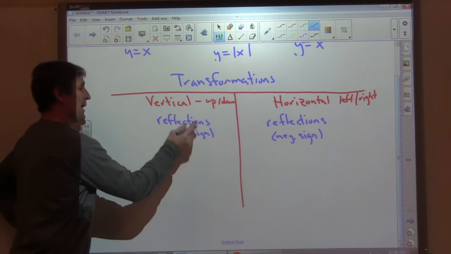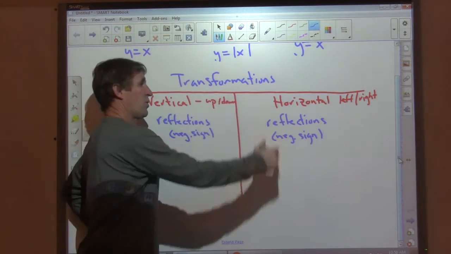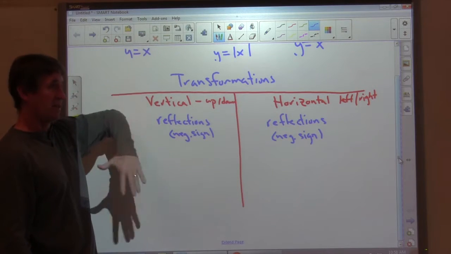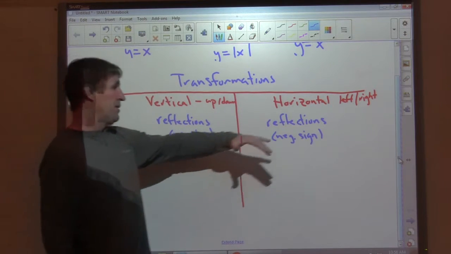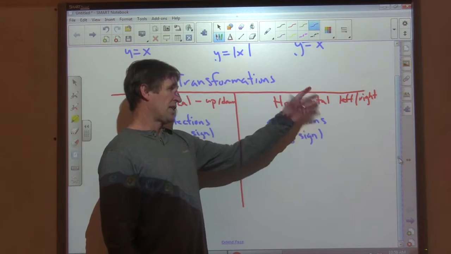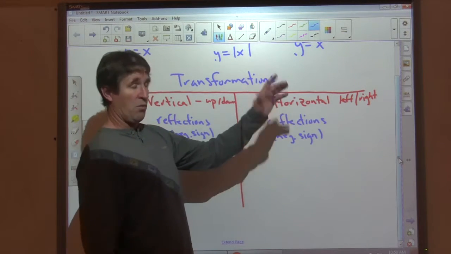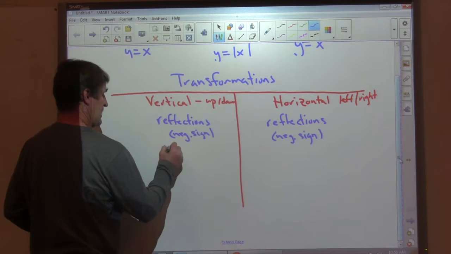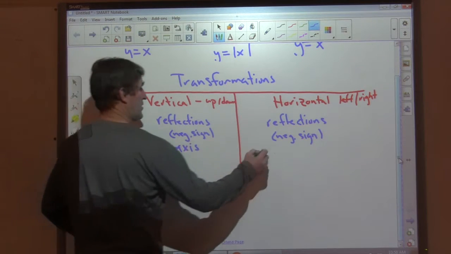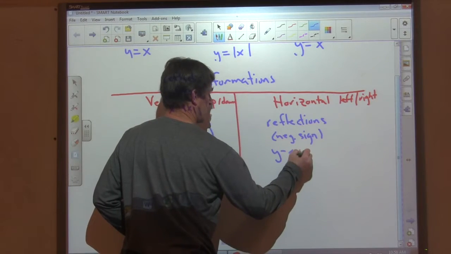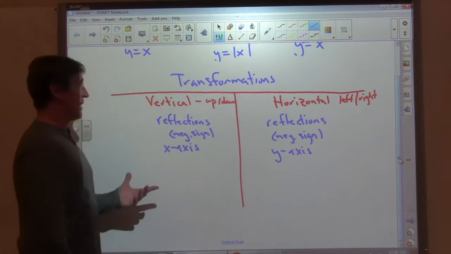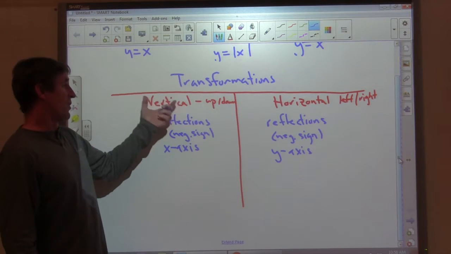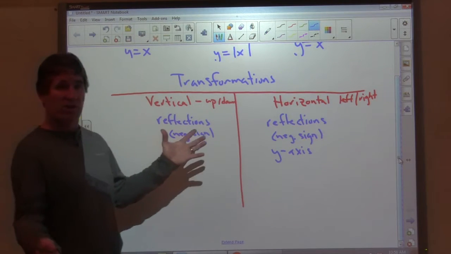The difference between the vertical reflection and the horizontal reflection is that a vertical reflection is up and down, so that flips it over the x-axis. Whereas horizontal is a left to right flip, and so that's over the y-axis. So this would be over the x-axis, and this would be over the y-axis. The other difference that you have to remember is vertical things affect the whole function.